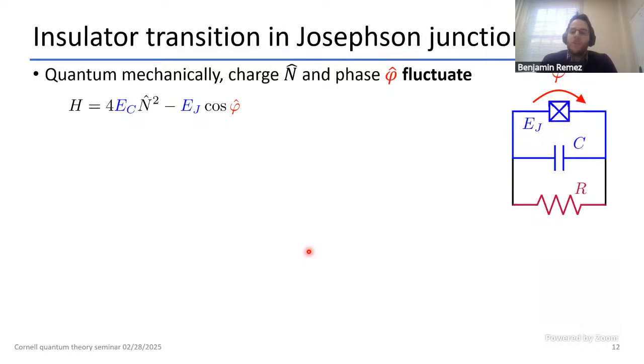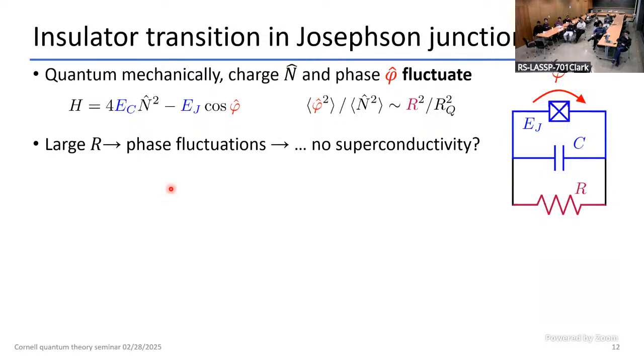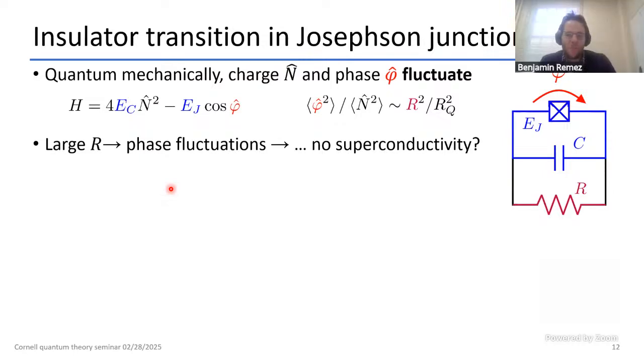Now, one thing to realize once we've upgraded these degrees of freedom to be operators is that they now have quantum fluctuations. So suppose I shunt this junction with some resistance R. You can run through the calculations and you find that the ratio between the fluctuations of phase to the fluctuations of charge is the squared ratio of resistance to resistance quantum. And this means that if I have a very large resistance, the phase fluctuates very strongly. But a very fluctuating phase sounds like a loss of phase coherence, if you can't definitively say what it is. And if you've lost phase coherence, then can you really superconduct?